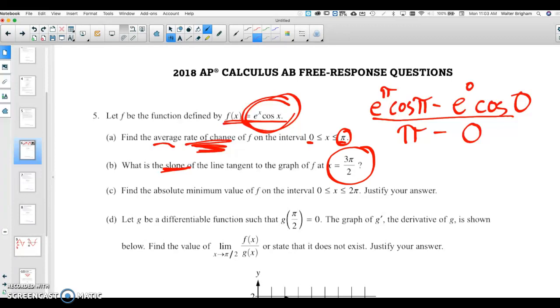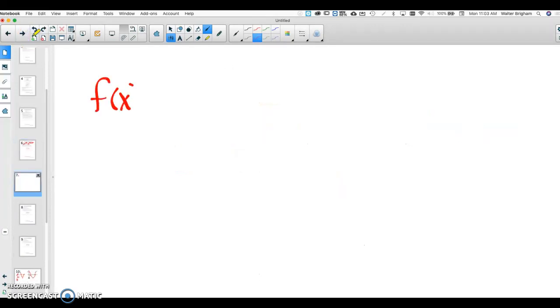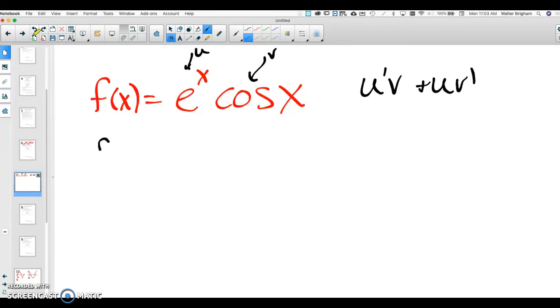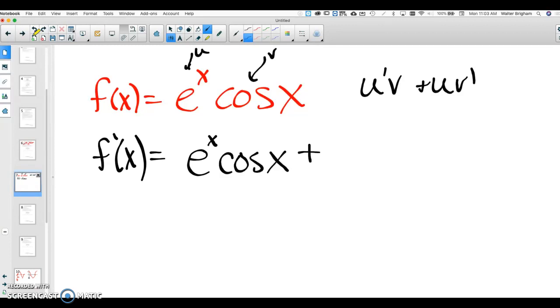I need a blank page to work on this one. So if f of x equals e to the x cosine x, I'm going to do this the long way. This is a product rule. There's u and there's v. So it's u prime v plus u v prime. So f prime of x equals u prime, e to the x, times v, plus u. Oh, I got it together, sorry. Derivative of cosine of x is negative sine of x. If you don't put those parentheses down that way, you will get the problem wrong.